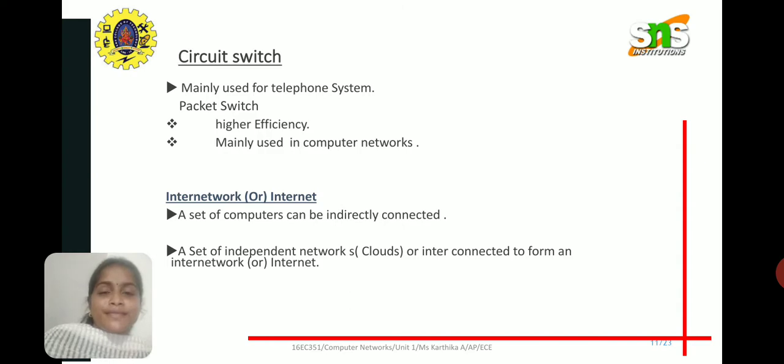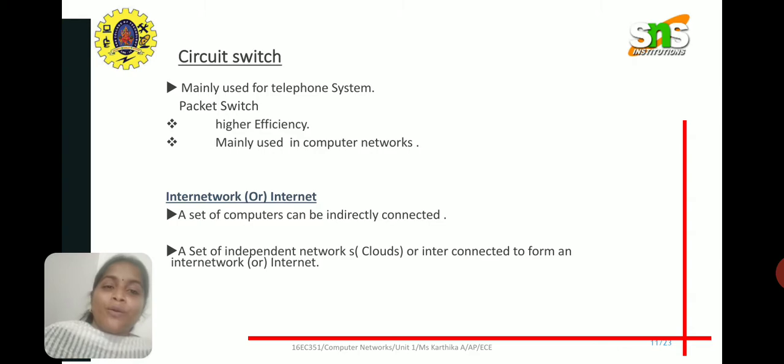What is a circuit switch? It is mainly used for the telephone system. In this we have packet switching also. It has higher efficiency, and it is mainly used in computer networks.